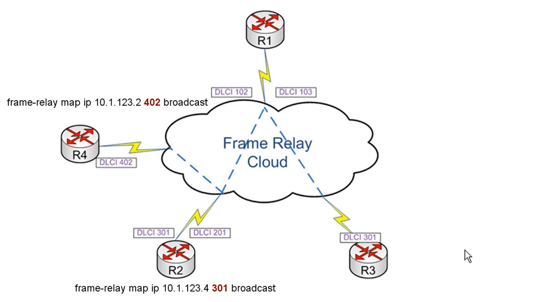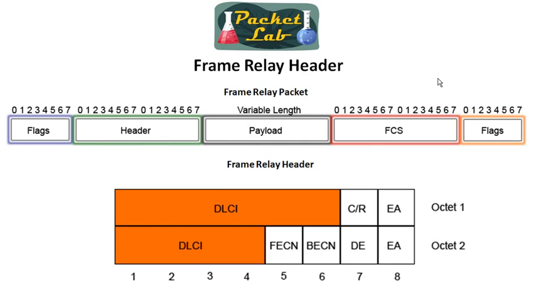So that's the significance of the local significance, in that it doesn't matter that this has already been used someplace else. It doesn't come into effect as long as the mapping between the layer 3 protocol address and the layer 2 DLCI is unique. Quick look at the frame relay header.